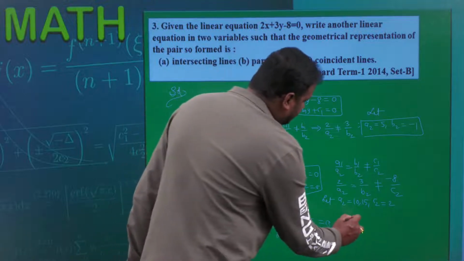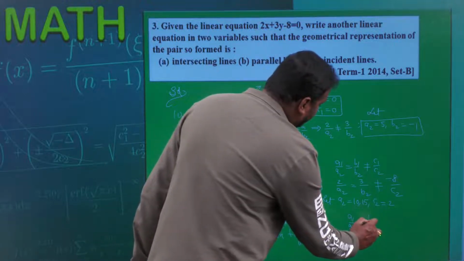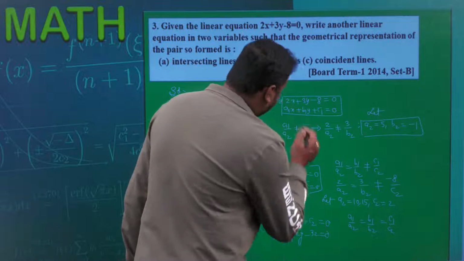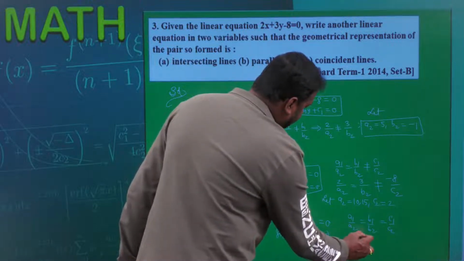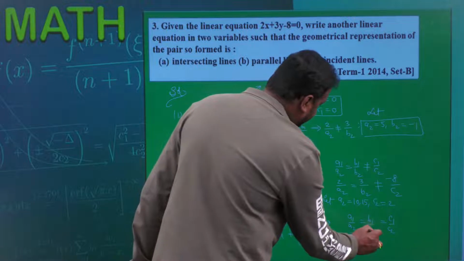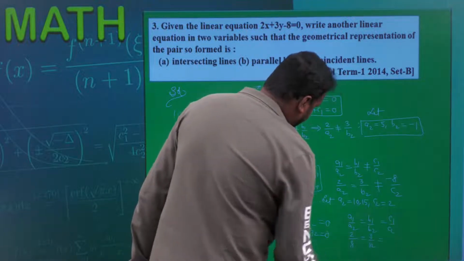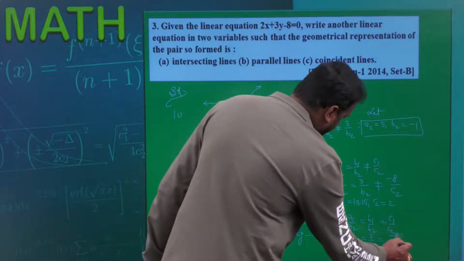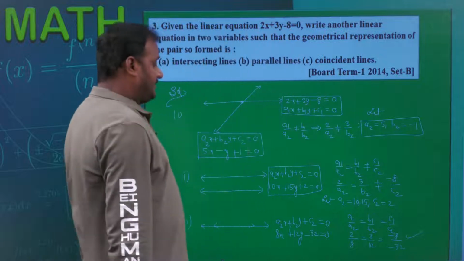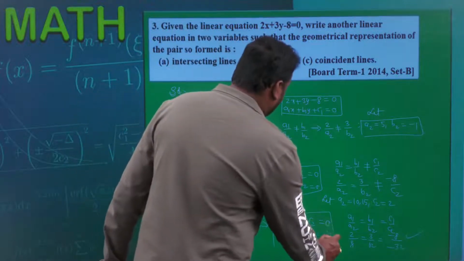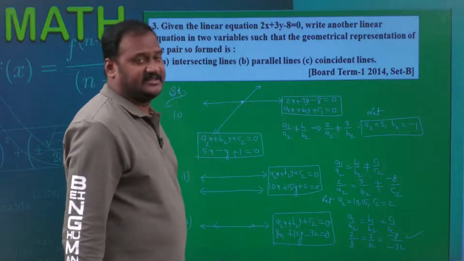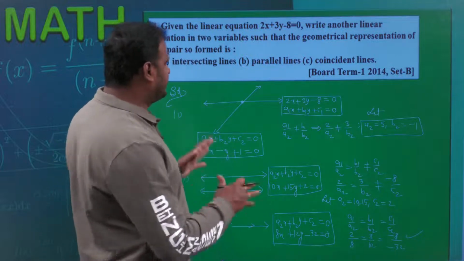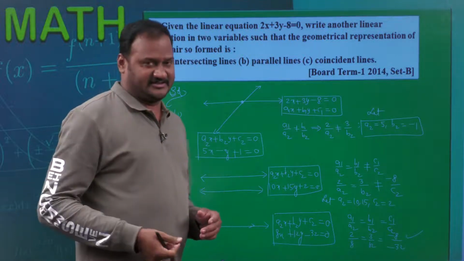Now you check whether a1 by a2 is equal to b1 by b2 is equal to c1 by c2 or not. So a1 by a2 means a1 is equal to 2 divided by 8 is equal to b1 by b2, b1 is equal to 3 divided by 12 equal to c1 by c2, c1 is equal to minus 8 divided by minus 32. So this is the way of finding a pair of parallel lines, pair of intersecting lines, pair of coincident lines when you are given a single line. So it is very much easier, but try to understand the concept behind.